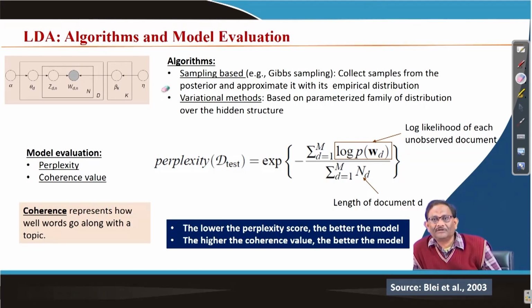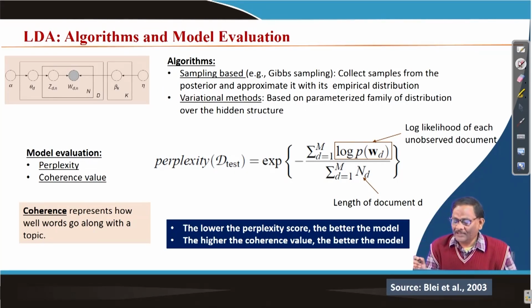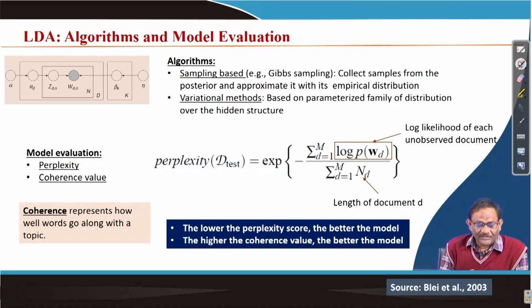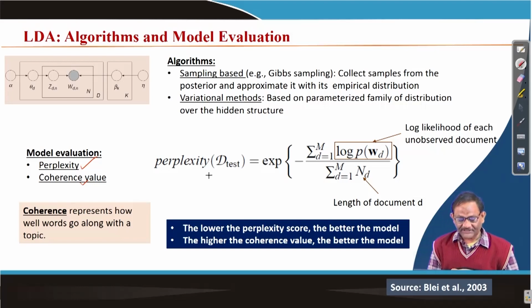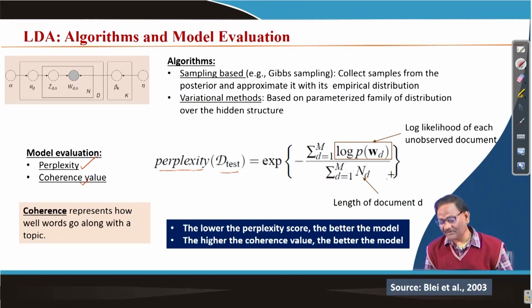One is the training documents, another will be test documents. So, the evaluation will be based on test documents, and the evaluation is basically done using perplexity and coherence value, where the perplexity, as I told, will be captured for the test documents, perplexity of D test. This is given using this formula: exponential of this.